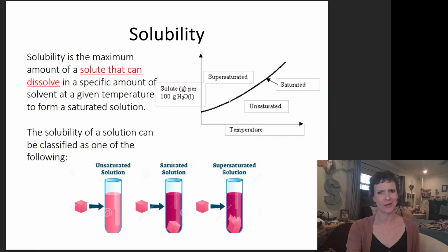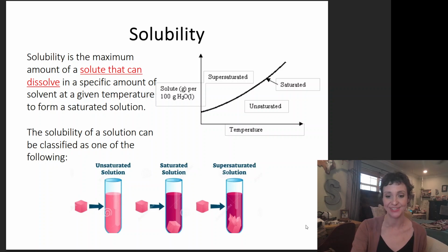And then it looks like I got a weird line thing here, okay? It looks like something is changing, or solubility is changing, with an increase in temperature. I also have some labels on here: supersaturated, saturated, and unsaturated. We're going to unpack all of these terms here in a second. But yes, the solubility of a solution can be classified as one of those three terms, basically: an unsaturated solution, a saturated solution, or a supersaturated solution.